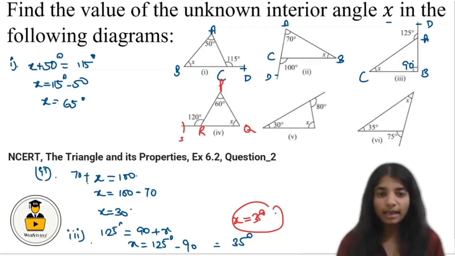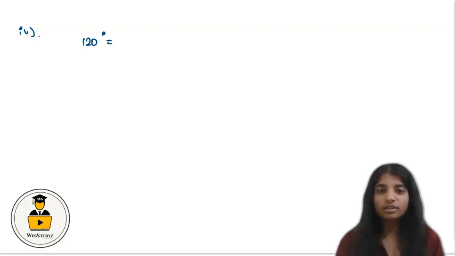R, and let's say this is X. Again we are going to use the property that the exterior angle is equal to the sum of the interior angles. So here, starting with the fourth part, the exterior angle is 120, given to us. So 120 degrees is equal to the sum of the opposite interior angles, which is 60 plus x.